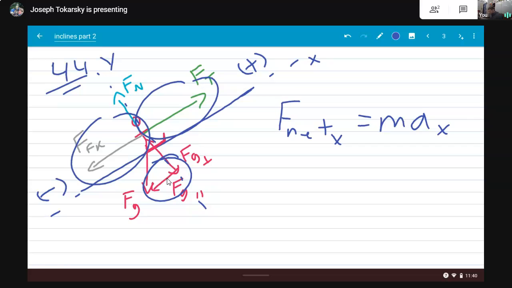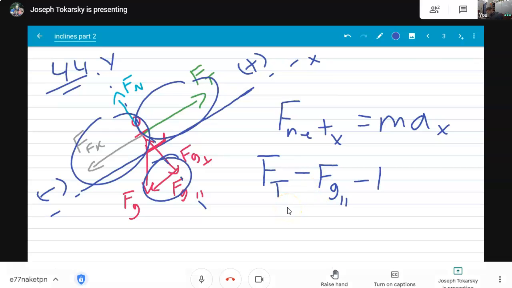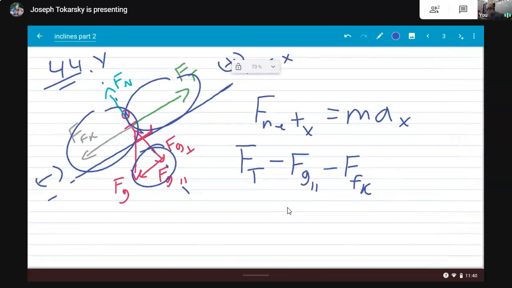Then I've got three forces on the x-axis. One of them is positive, two of them are negative, so it's tension minus the parallel component. Tension's pulling me up, the parallel component of weight wants to pull me down. The kinetic friction also opposes my upward pull, and all that equals ma along x. So that's the difference. That's the setup, the main setup equation. I would expect that you guys could handle the algebra and any substitutions from there. So there are some starting hints on some of these problems to help you out.